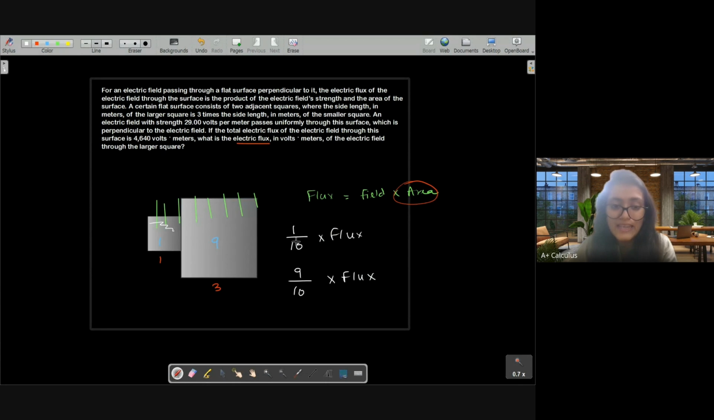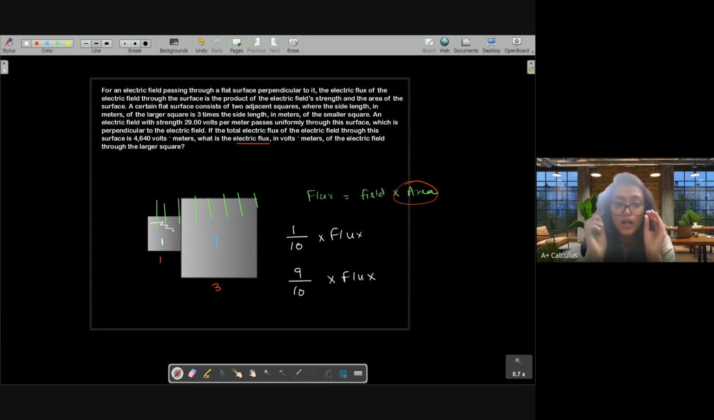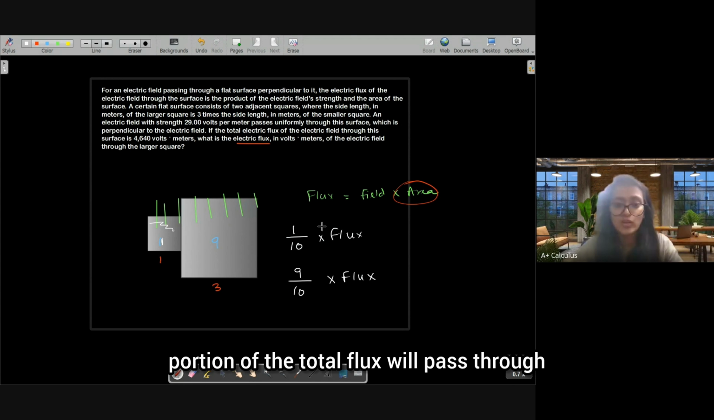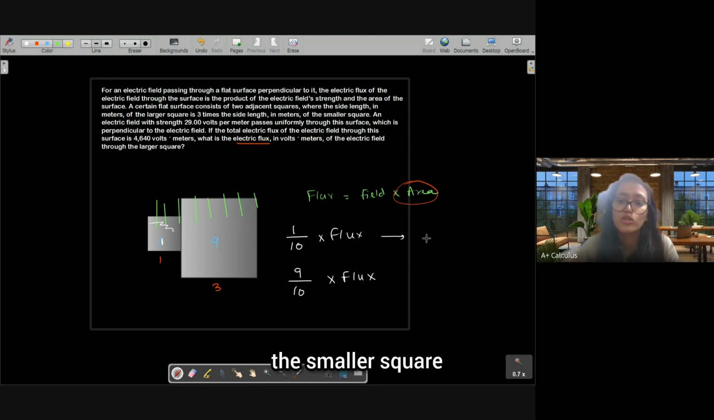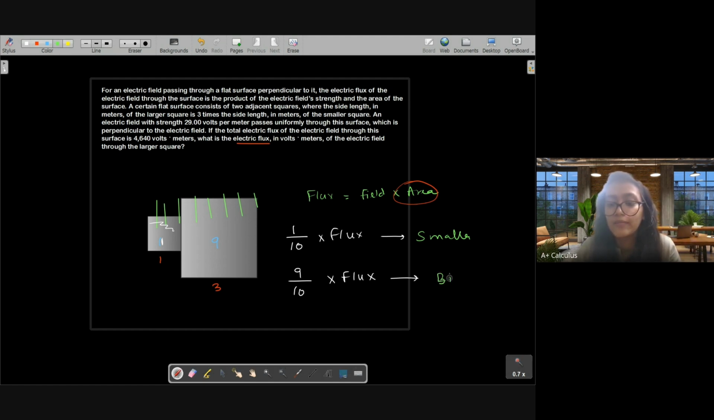Now, how did I get this 10? Well, this is 1, this is 9, so the total area will be 1 plus 9, that is 10. So only 1 out of 10 portions of the total flux will pass through the smaller square, and 9 out of 10 of the total flux will pass through the bigger square.